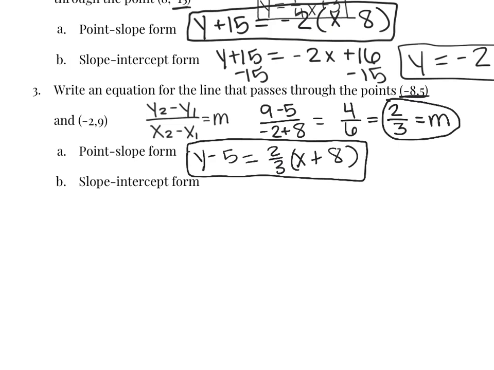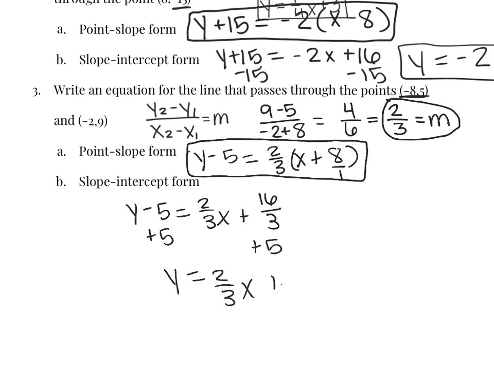Part B, solve for y now. Distribute your 2/3, add 5 to both sides. So y minus 5 equals 2/3 x plus, when I multiply fractions, I multiply straight across, so it becomes 16 over 3, because I can put a 1 there. Then I add 5, and I get y equals 2/3 x plus 31 over 3. Just add that on your calculator. I'm not worried about a mixed number.